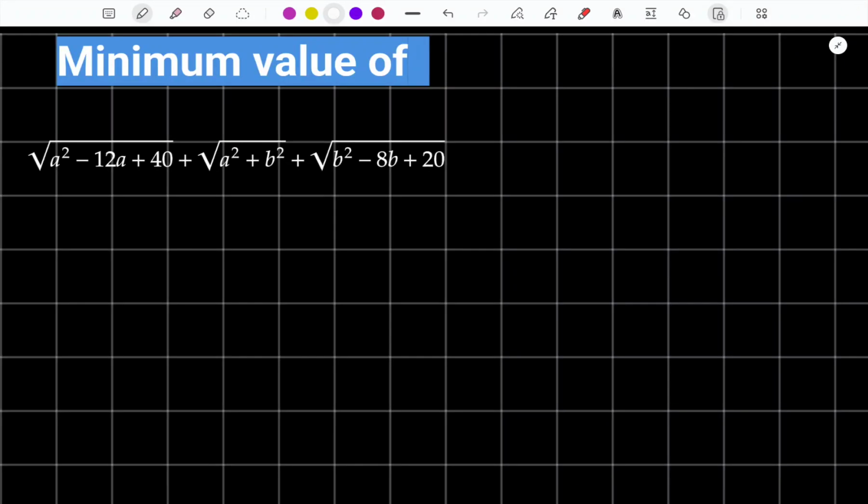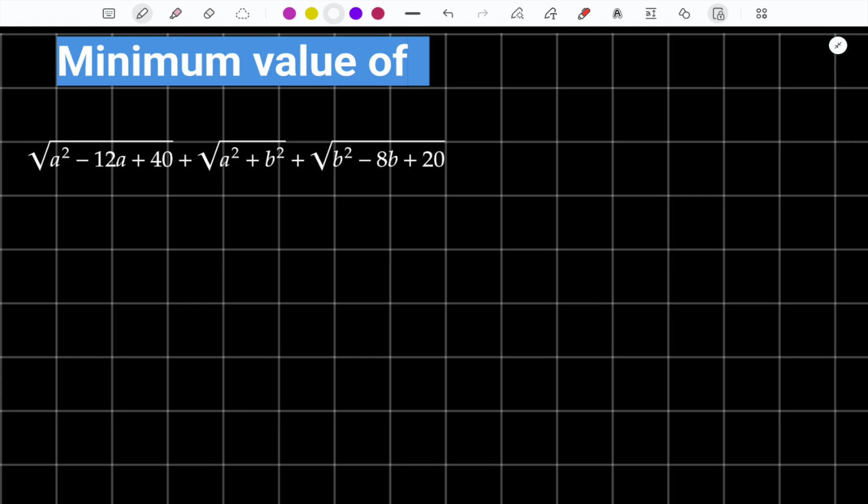Hello everyone. Today we are going to see an expression whose minimum value we need to find out. The special thing is we are going to find out the minimum value without calculus, in a school standard. I hope you will enjoy this method.